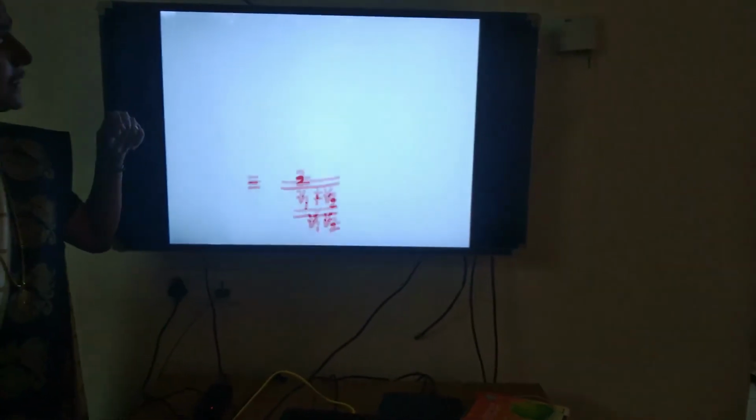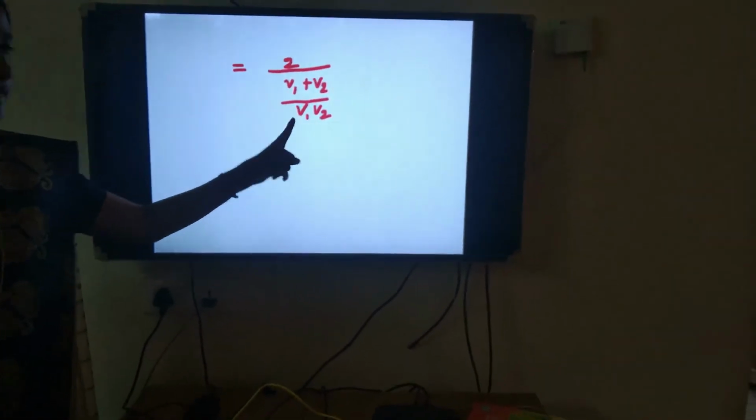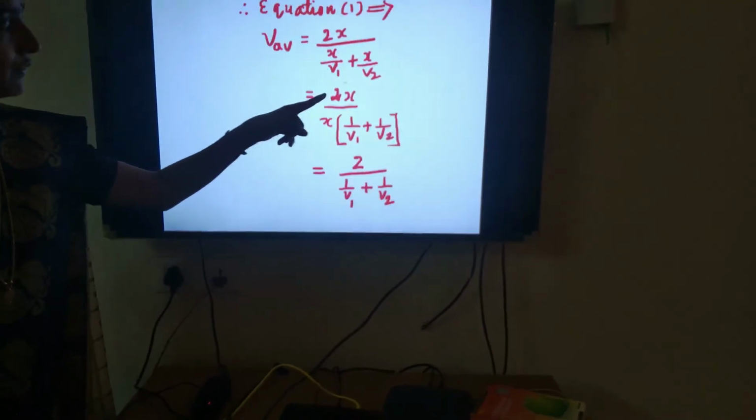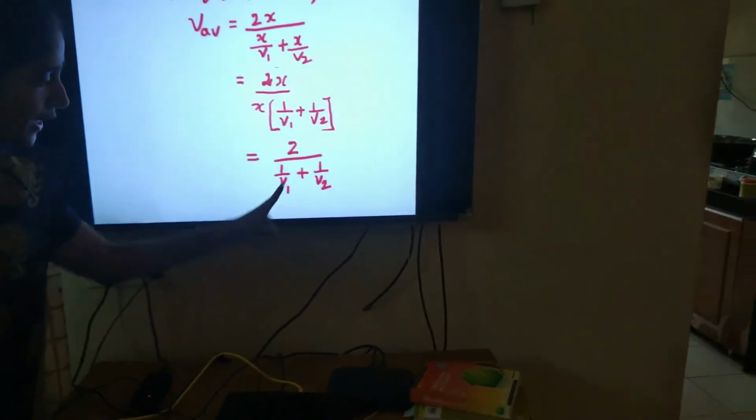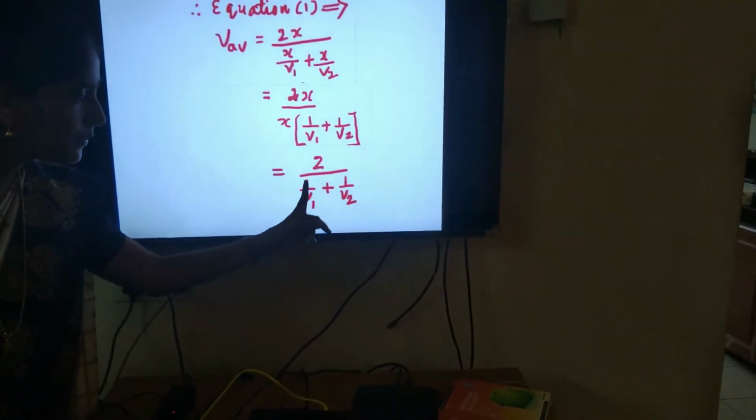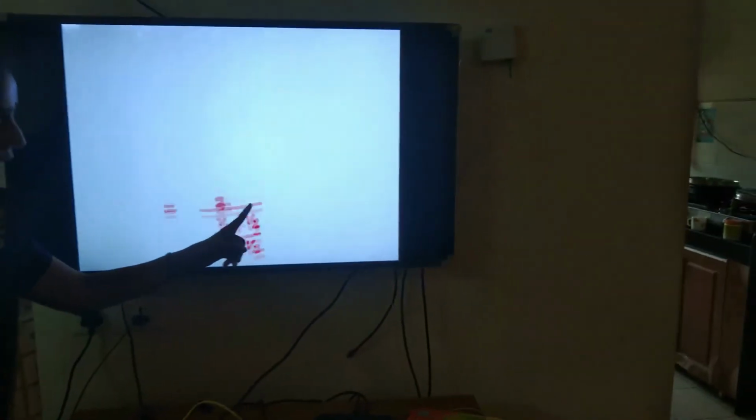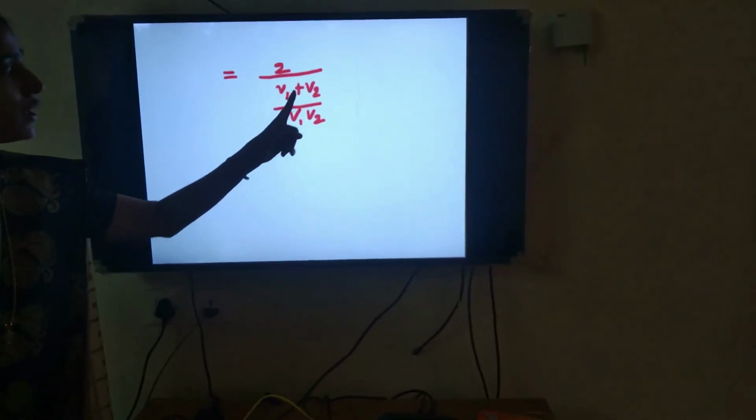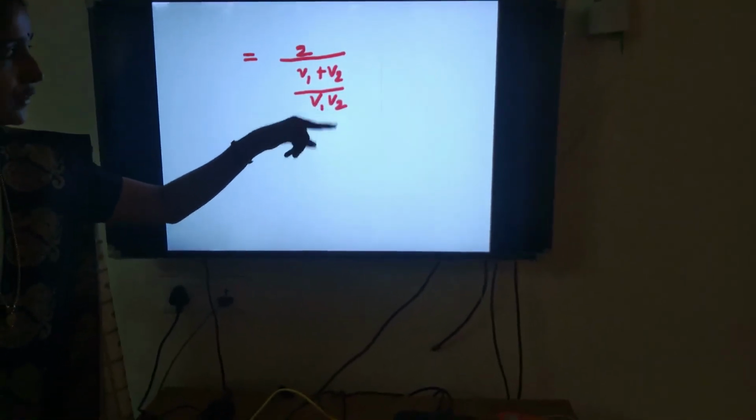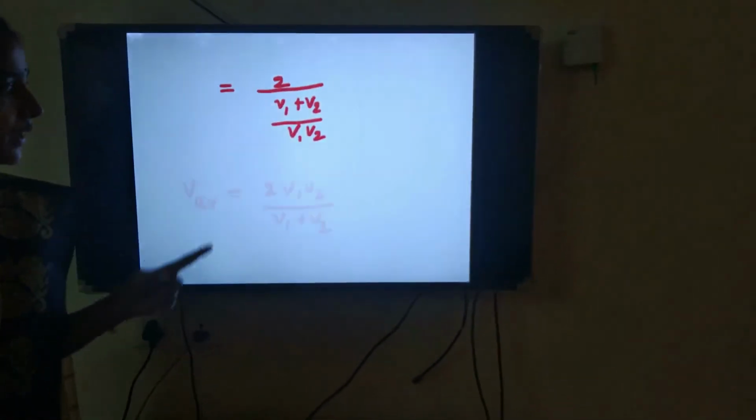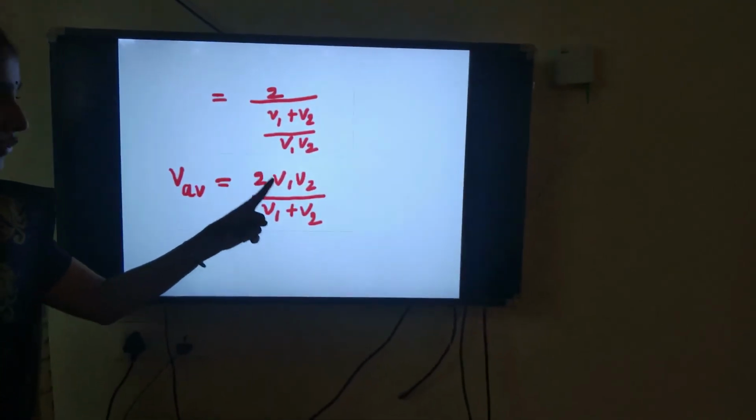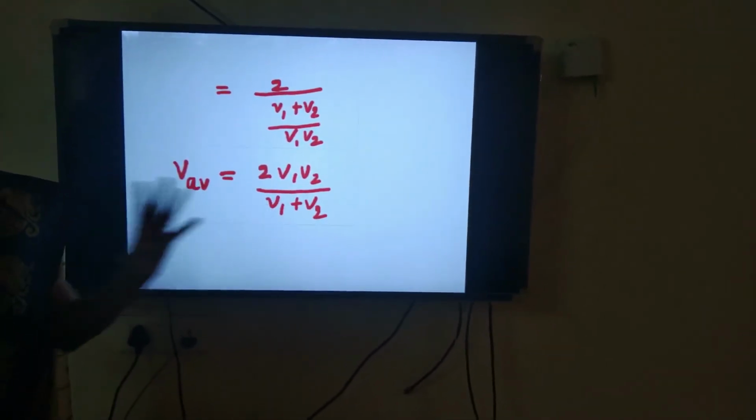Now we can take the LCM of the denominator. So what we get? V1 V2, then comes V1 plus V2. I think you understand here. Here you see 2 by V1 V2, then here comes V1 and here comes V2. So how can we write it? 2 by the whole divided by V1 plus V2 by V1 V2. And where will this V1 V2 go? It will go in the numerator. So it becomes 2 V1 V2 by V1 plus V2.